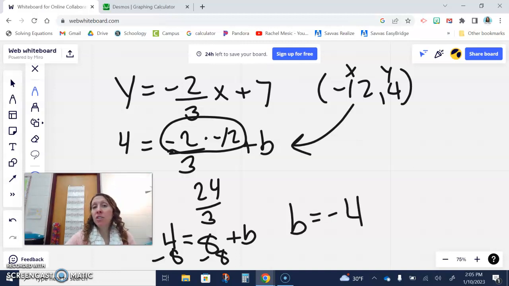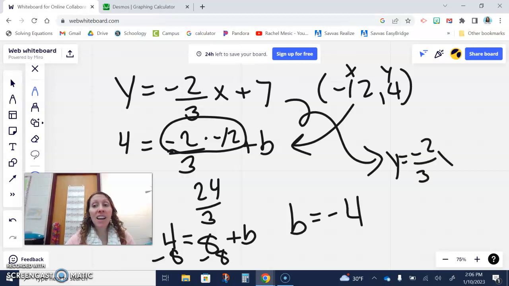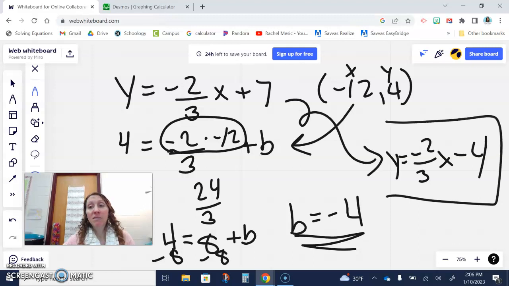So our final equation, I'm going to copy this one. y equals -2/3 x. But I'm going to change the y-intercept because now it is -4. So there we go. It has the same slope. It just has a new y-intercept.